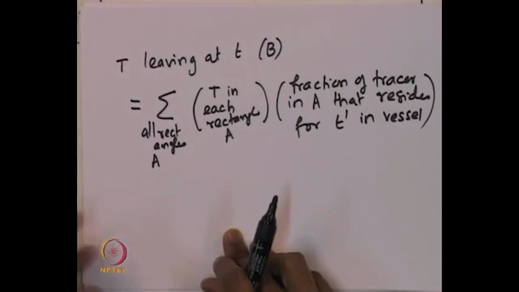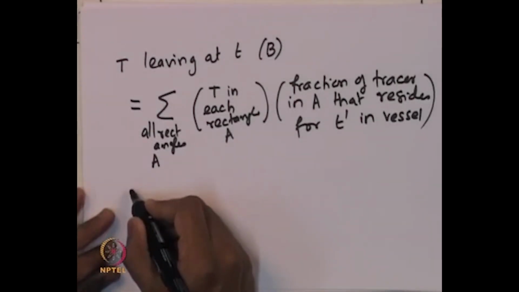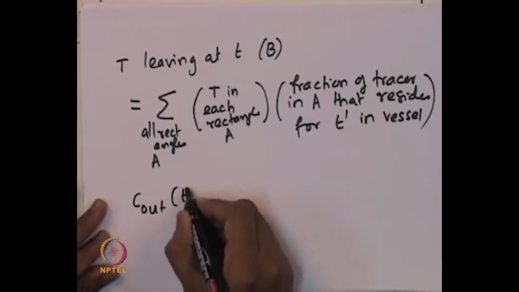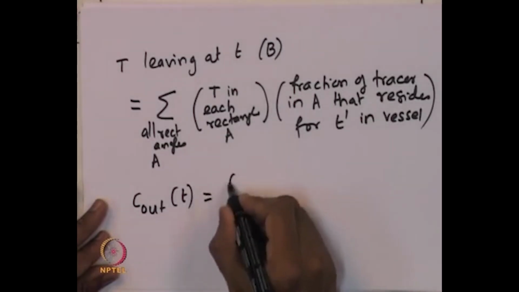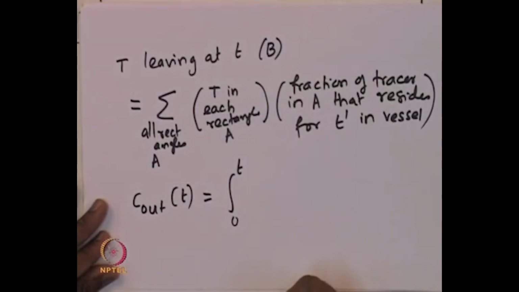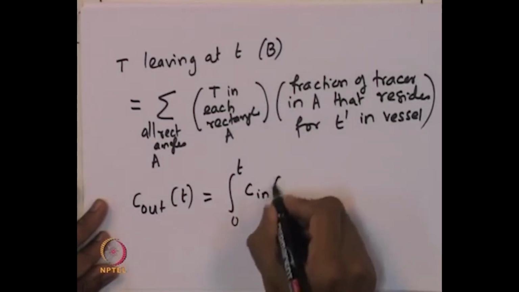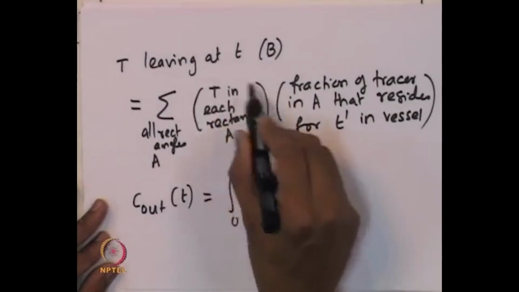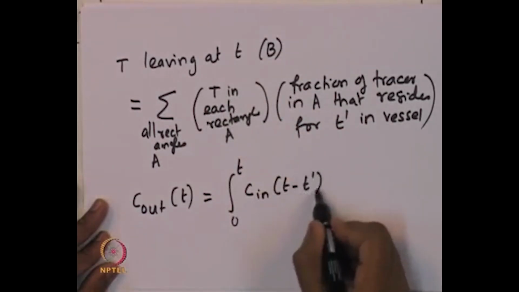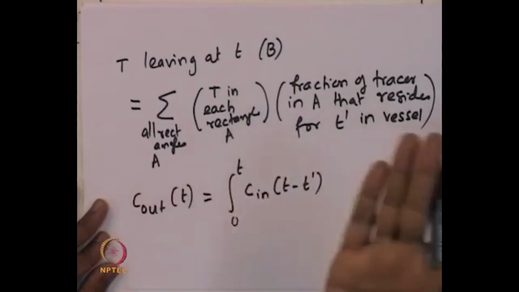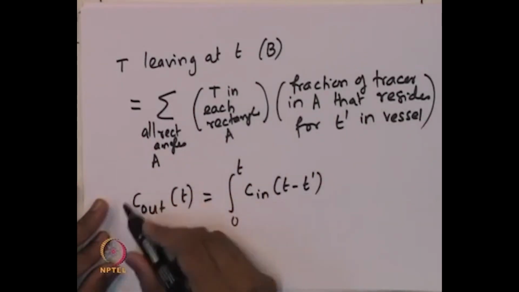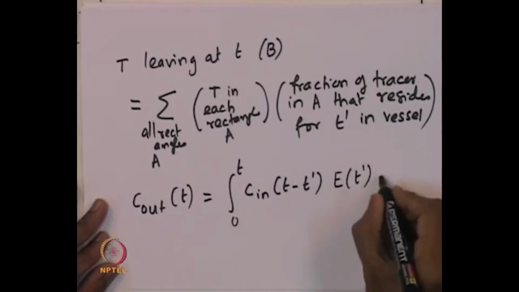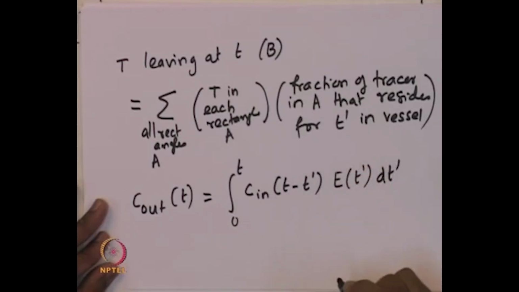So now if I write this expression in terms of the integral, the concentration of the species in the outlet stream should be equal to the integral from 0 to t, that is the total amount of time that I am monitoring, of the concentration of the tracer in each rectangle, which is injected exactly t prime time before the time at which the concentration is being monitored, multiplied by the fraction of the species that spends t prime time inside the vessel.